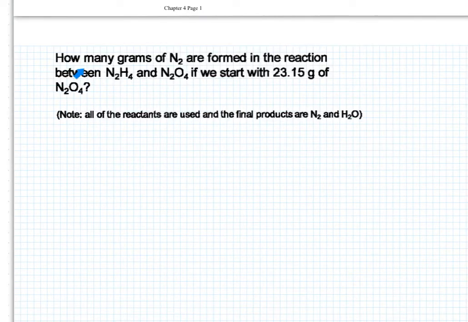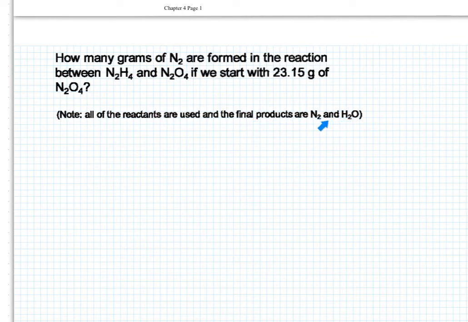Okay, this problem's a little more involved. If we look at the question, how many grams of nitrogen are formed in the reaction between N2H4 and N2O4 if we start with 23.15 grams of N2O4? Note, all the reactants are used and the final products are N2 and H2O.